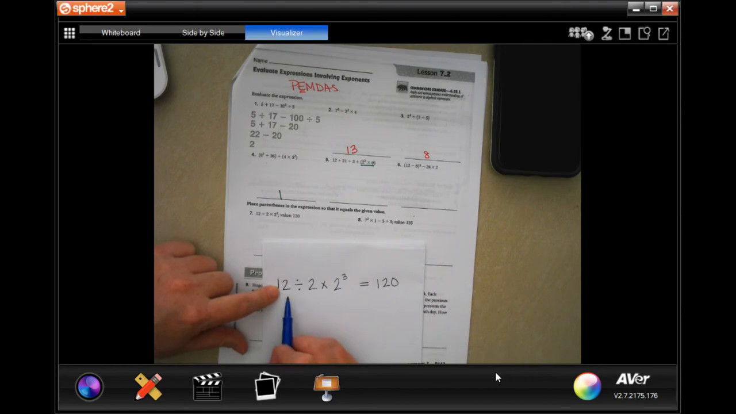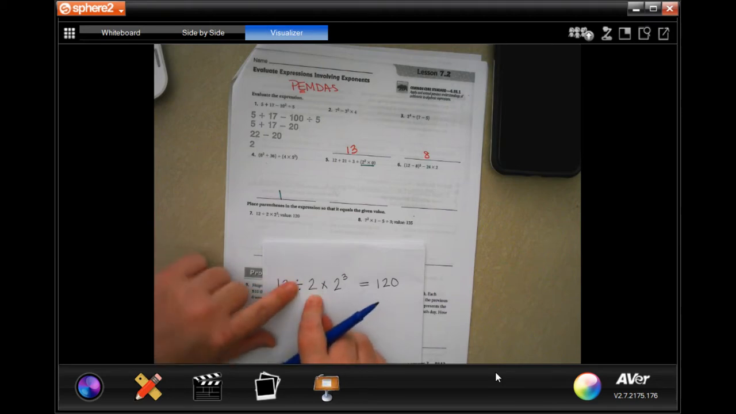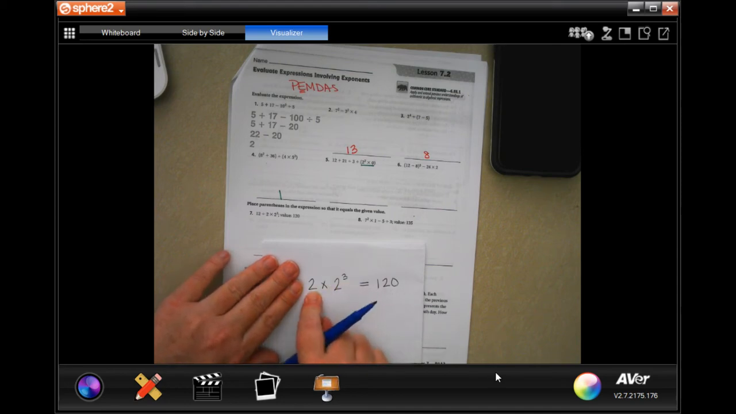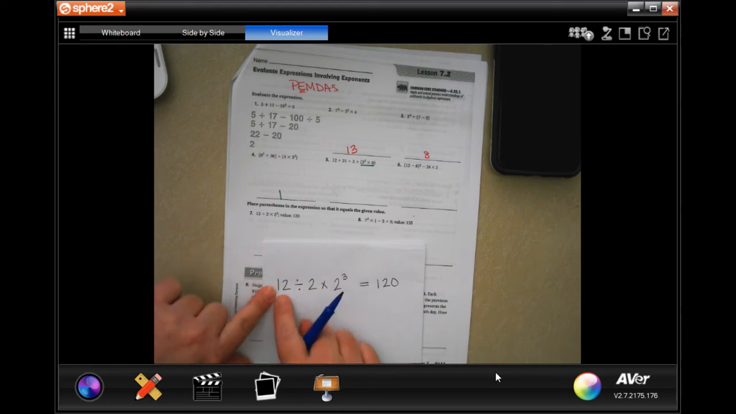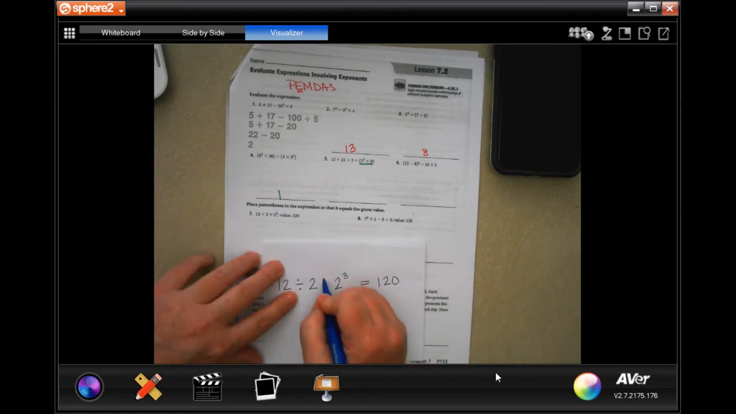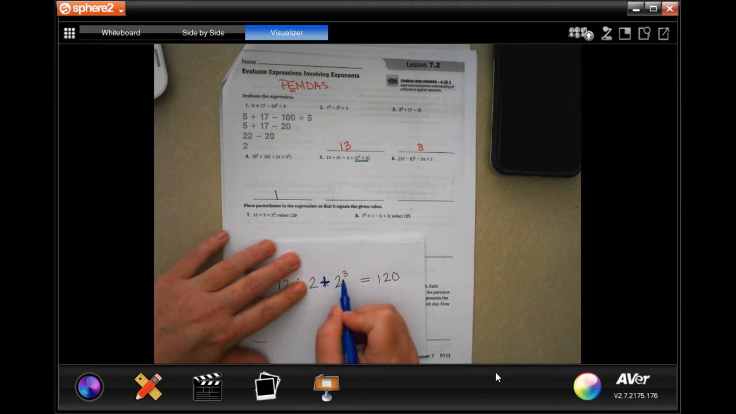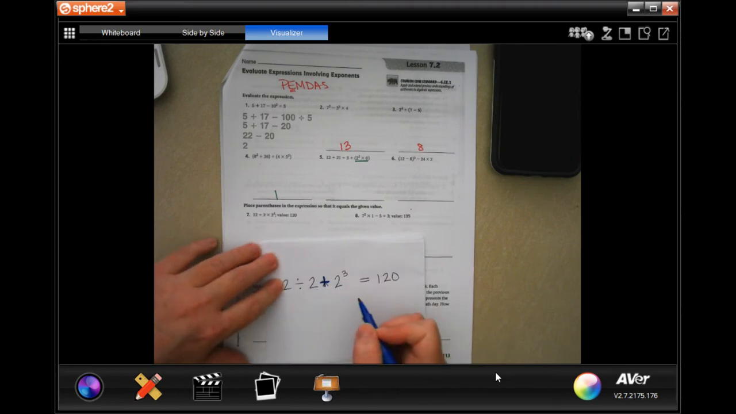So then I have 6 times 8, which is 48. That's not going to work. So that's if I do these guys first. If I do 2 times 2 to the third, then I have 2 to the third is 8 times 2 is 16. 12 divided by 16, well, that doesn't make much sense. Oh, that might be because this is a plus sign and not a multiply sign. Sorry about that, guys. Okay, so now I have 8 plus 2, which is 10.